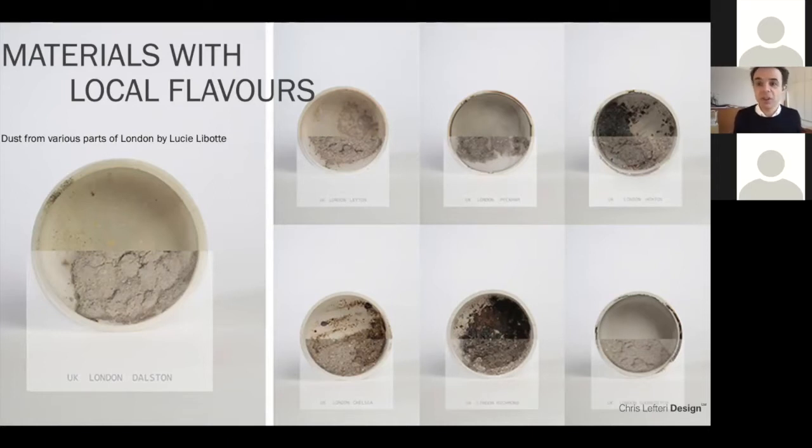Or if you really want, you can develop your own materials, like this series of bowls by a designer called Lucy Libote, who decided to look at different parts of London and at the dust coming from them, and how they can be combined to create different effects within ceramics based on what type of dirt you get in which part of the city. You can see more and more examples of designers not necessarily taking a material and asking it what it wants to be, but developing their own materials, their own characters, their own stories.